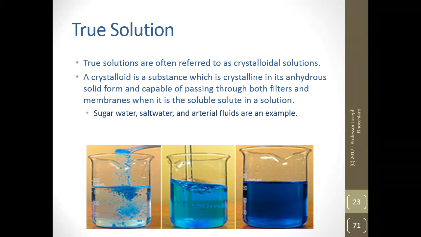Well, they've been beating you to death with this term. What is a crystalloid? It's a substance which is crystalline in its anhydrous solid form, its form without water, anhydrous, and capable of passing through both filters and membranes when it is the soluble solute in solution. So sugar water, salt water, arterial fluids, once we put the stuff in, it's all together. If we ran it through a filter or a membrane, we would not likely be able to separate the components.